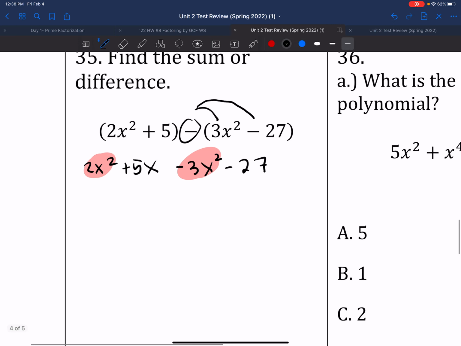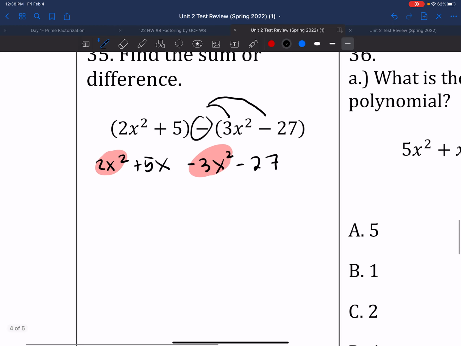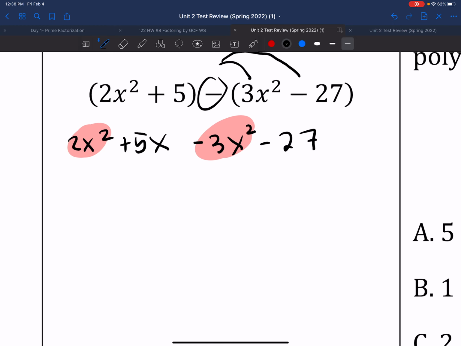In this case, since we are moving on to the new material in the second semester, we're going to go ahead and combine the like terms. So what is 2x squared minus 3x squared? What is 2 minus 3? That's going to be negative 1, or negative x squared. And then what am I left with? I don't know why I have an x here, so I'm going to get rid of that. So positive 5 minus 27, that's just going to be minus 22. This is my answer. Okay?